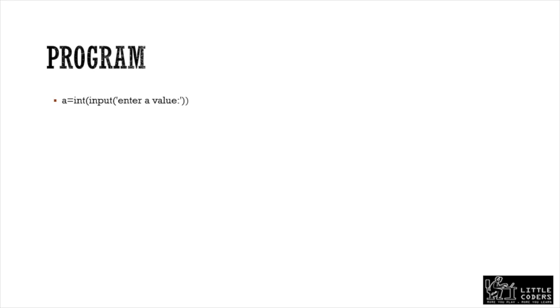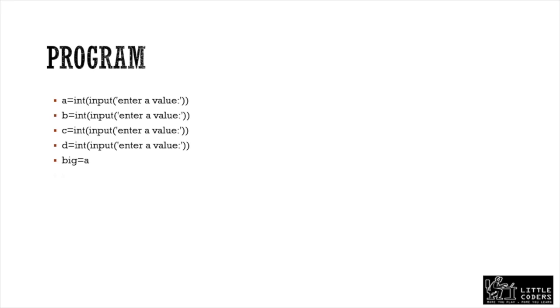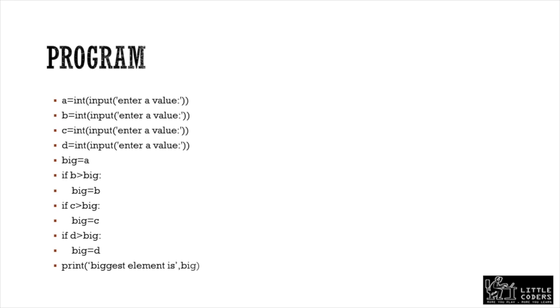The program is like this. A is equal to integer input, enter a value. B integer input, enter a value. C also, here we are assuming all are integers. It can be float also. Then big is equal to A. If B is greater than big, you make big equal to B. If C is greater than big, you make big equal to C. If D is greater than big, you make big equal to D. So at the end of it, you will print the biggest of the 4 numbers.